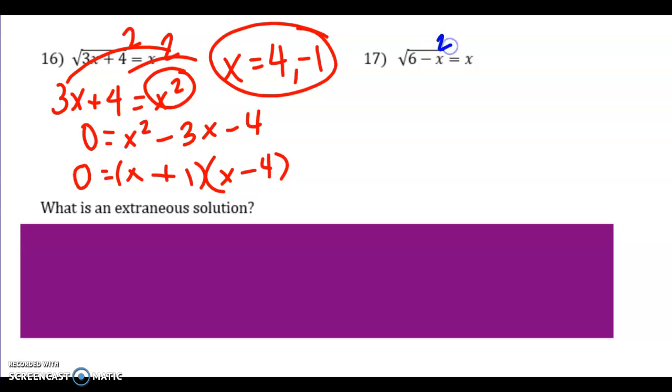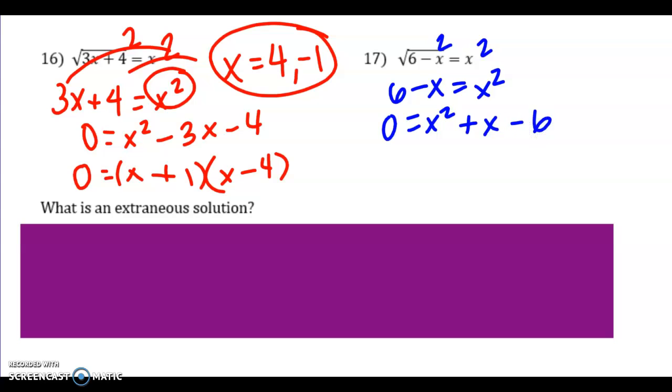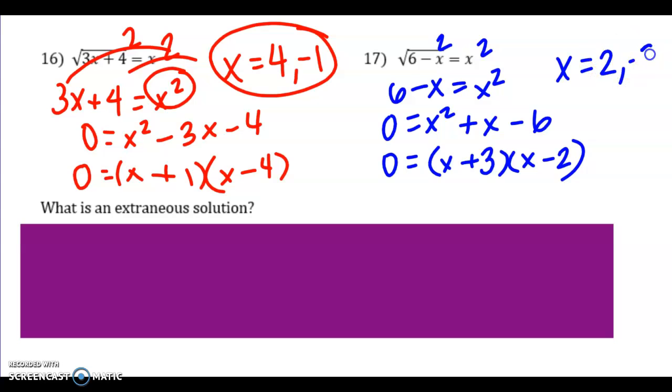Okay, so if I go back and I'm going to square both of these, 6 minus x equals x squared. So I get 0 equals x squared plus x minus 6. I need it to be a positive 1, so let's do x plus 3 and x minus 2, which would mean that my answers are a positive 2 and a negative 3. If I plug in 2, 6 minus 2 is 4, square root of 4 is in fact 2. If I plug in a negative 3, I get 9, and it is in fact a negative 9.